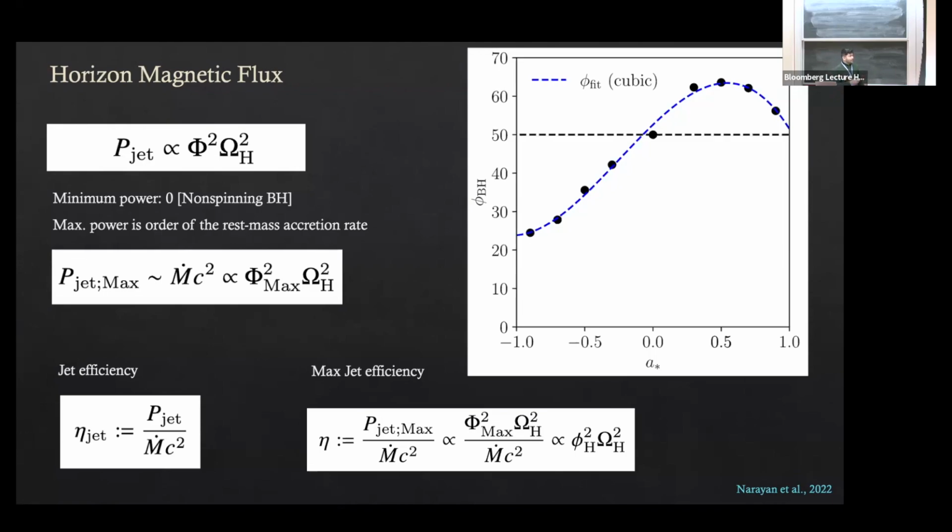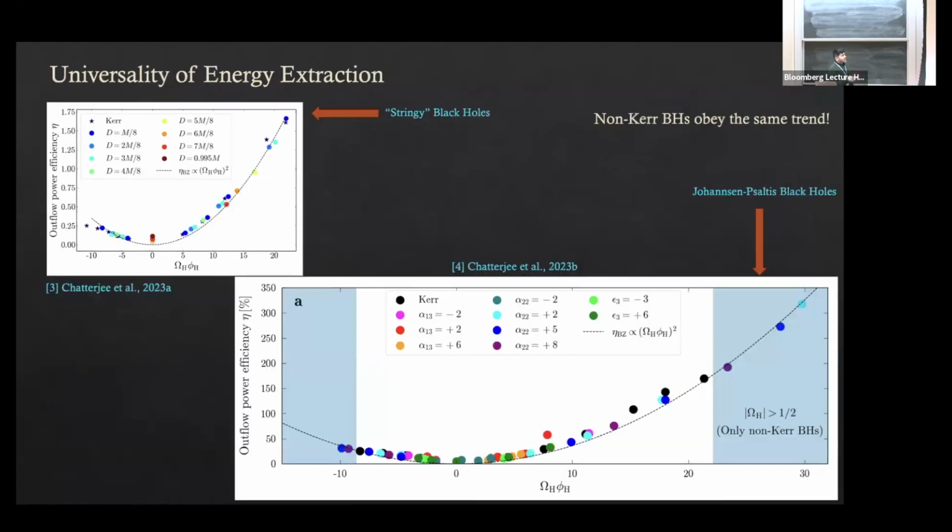If this quantity is greater than 1, then you're getting more power out of the system than you put in through accretion. And therefore, this power must be coming from somewhere. It's coming from the black hole. You're spinning down the black hole, extracting energy from its ergo region, and generating these outflows via an electromagnetic Penrose process.